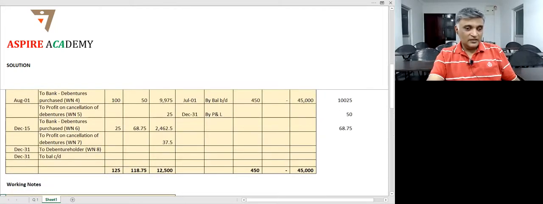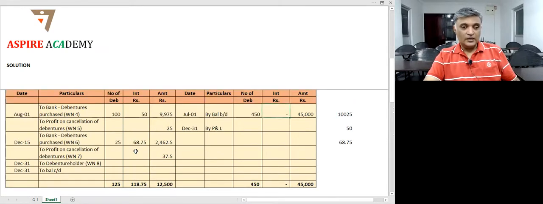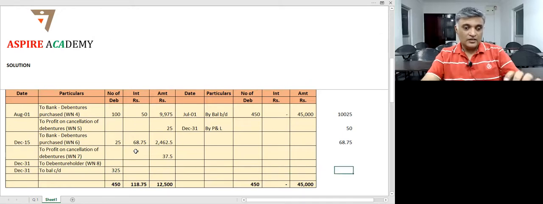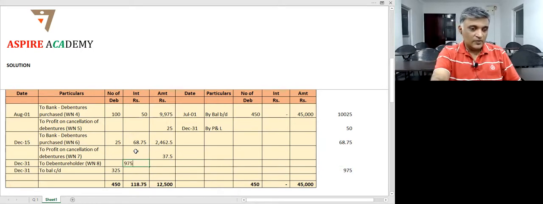The last bit, the final one, is the debenture holders. On 31st December, we need to pay debenture holders the remaining interest, right? Now, please look at the opening. You started with 450 worth of debentures in the second half. We've actually purchased 125 worth of debentures. So the remaining debentures is going to be 325, correct. So what is the debenture interest accrued for that? 325,000 into 6% into 6 by 12. That will give me 975. 975 is the total debenture interest which is payable.